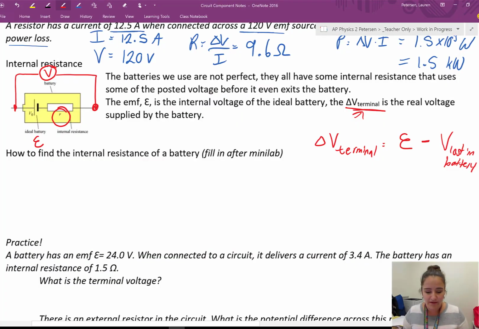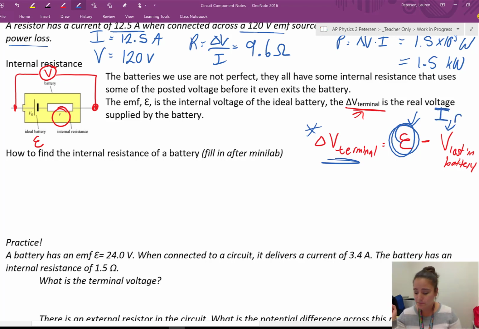But basically, based off this equation, we can't measure this directly. There is no way to get inside the battery and measure this directly. However, we can measure this, and this voltage lost in the battery we can calculate as our current that is flowing in this circuit times that small little resistance of the battery, that internal resistance.